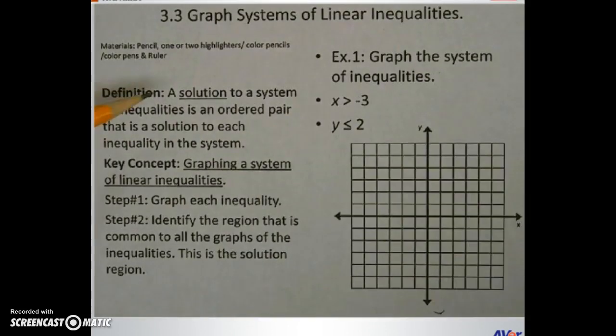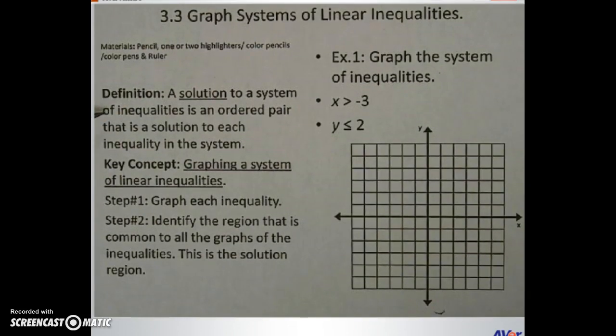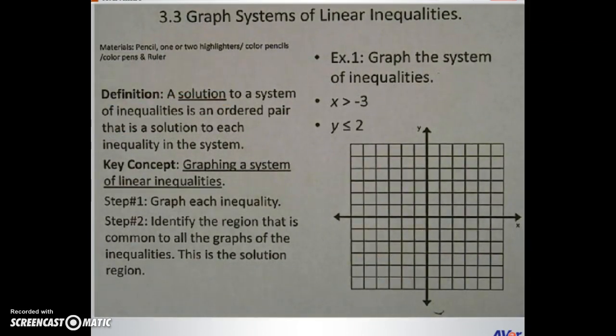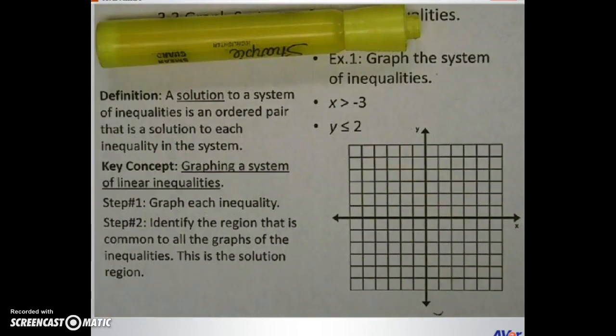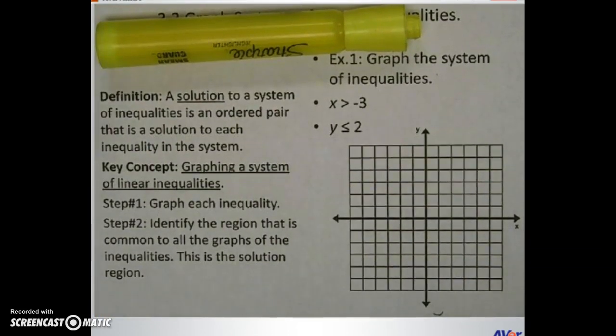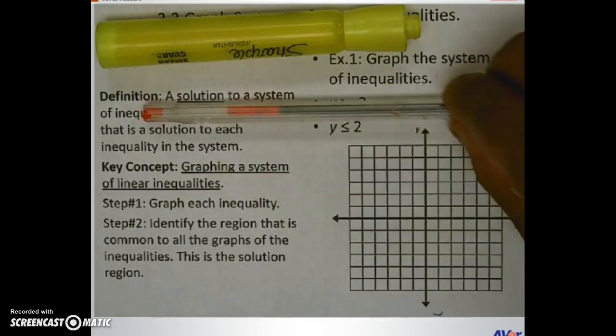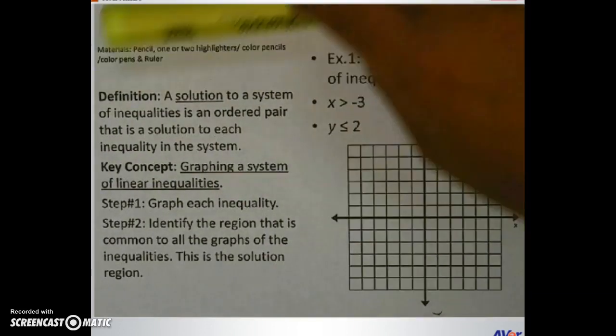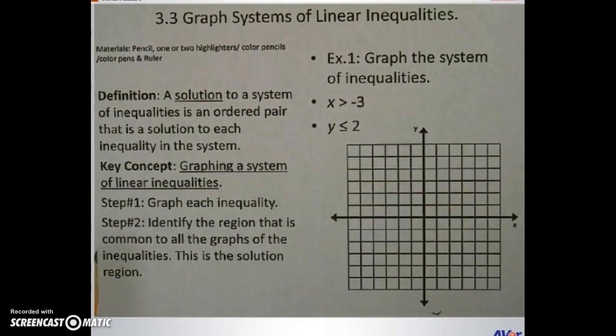So really quickly, definition. A solution to a system of inequalities is an ordered pair that is a solution to each inequality in the system. Because these are inequalities, there's going to be a lot of shading, hence the highlighters, or even just a different colored ink. If you need to press pause to grab those things, I would go ahead and do that.